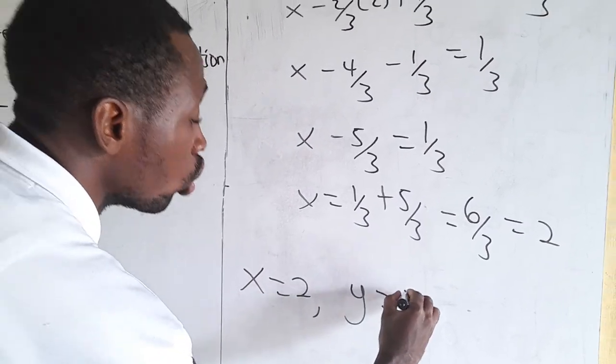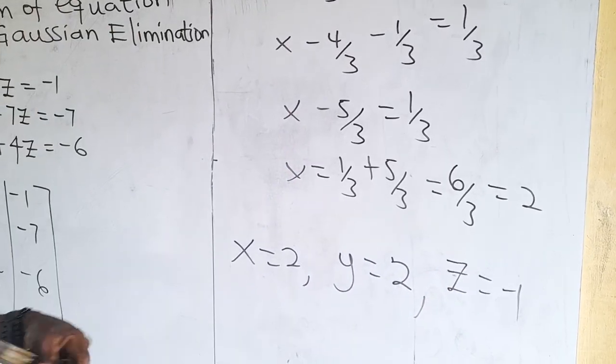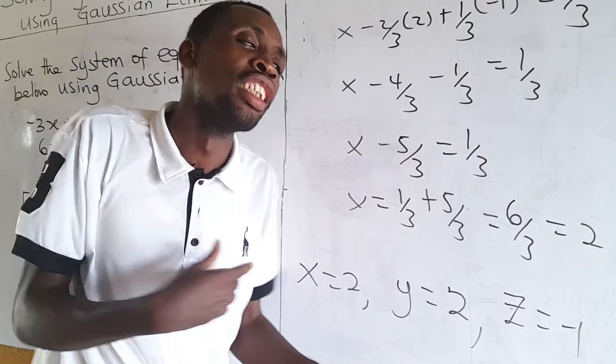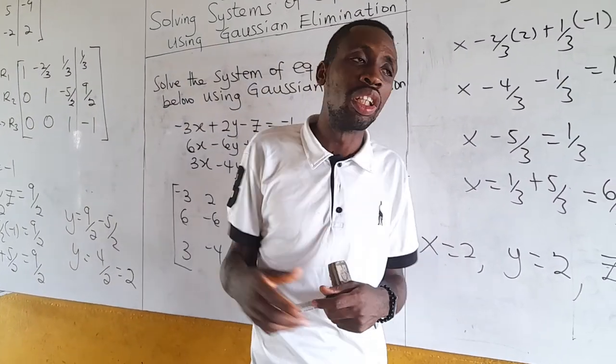So we can say our x is 2, our y is also 2, and z is negative 1. I hope you get that. It's a very interesting thing. I know that when you practice more and solve more examples, you understand and become perfect.